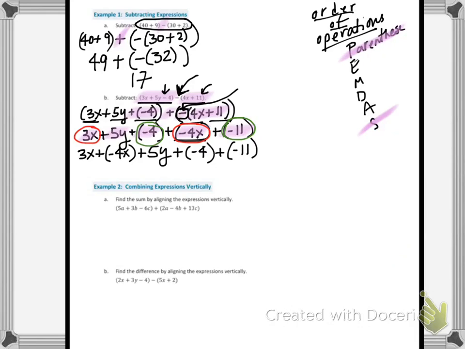So then what we do is we just take and we combine them. So 3x plus a negative 4x, of course, is negative x. Then we're going to add 5y, because there's nothing to combine it to. And then we are going to add negative 4 plus negative 11, of course, is a negative 15. Okay? Now, we no longer need that in parentheses anymore because we're not going to work with it. We've gotten to its simplest point. So our final answer would be negative x plus 5y minus 15.